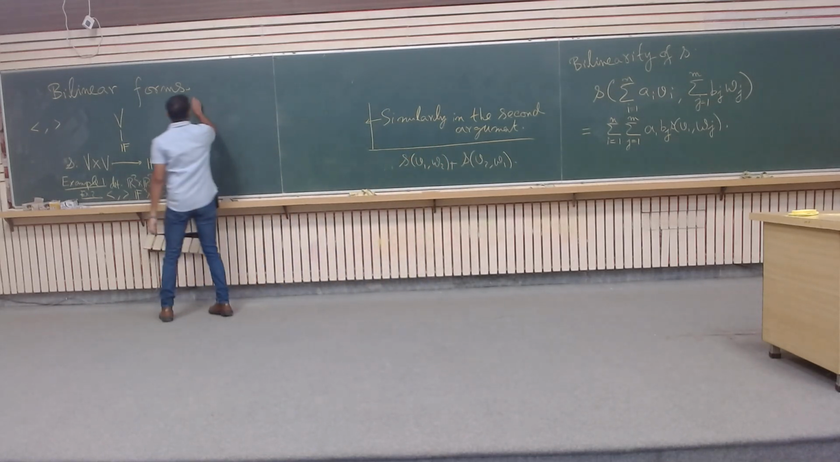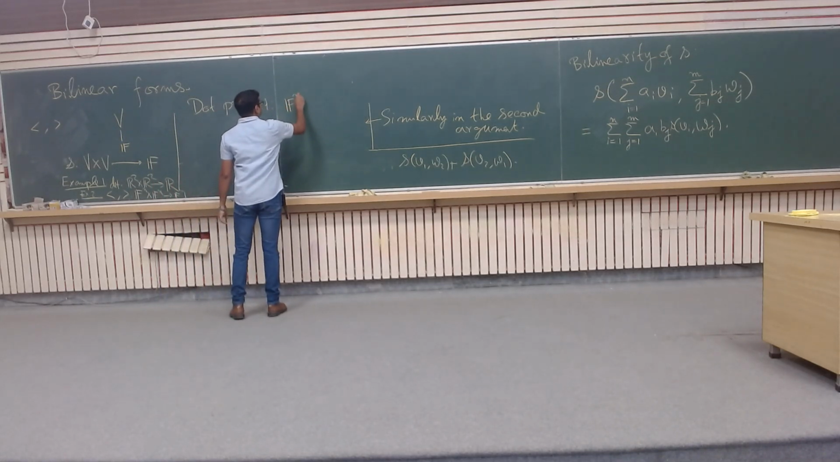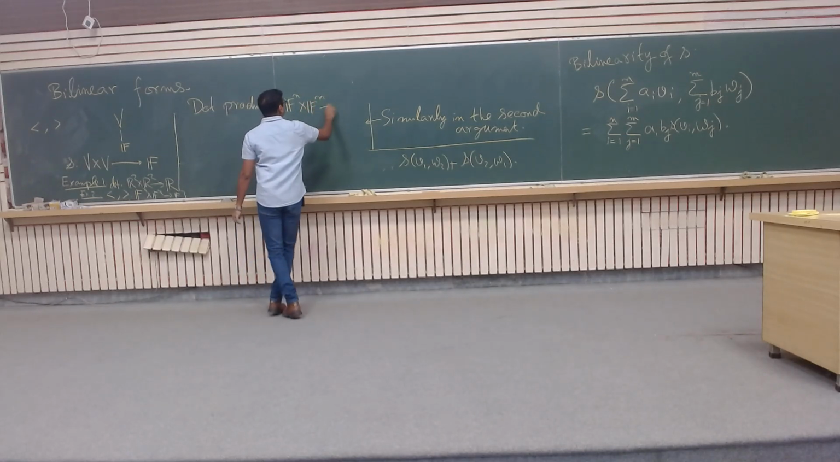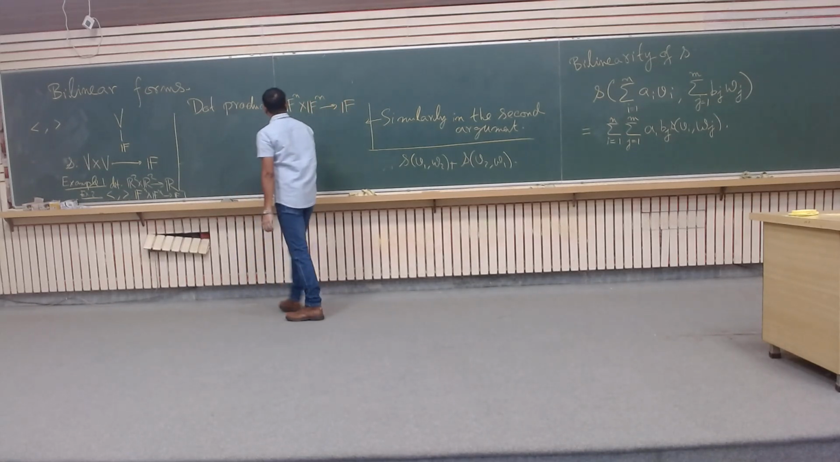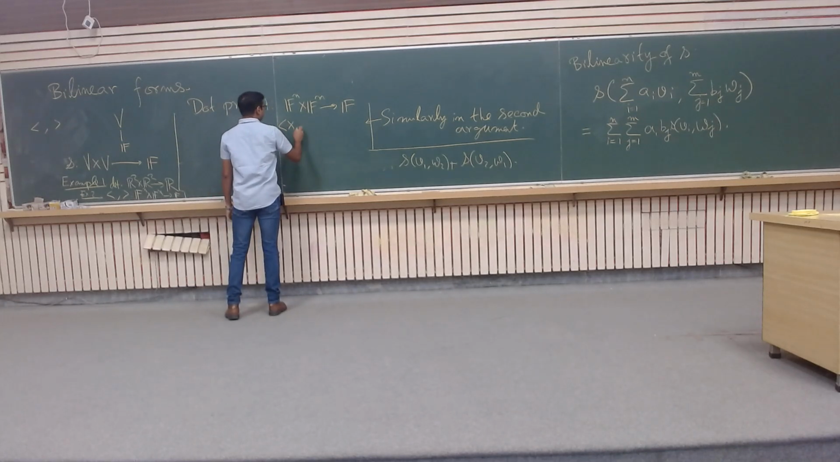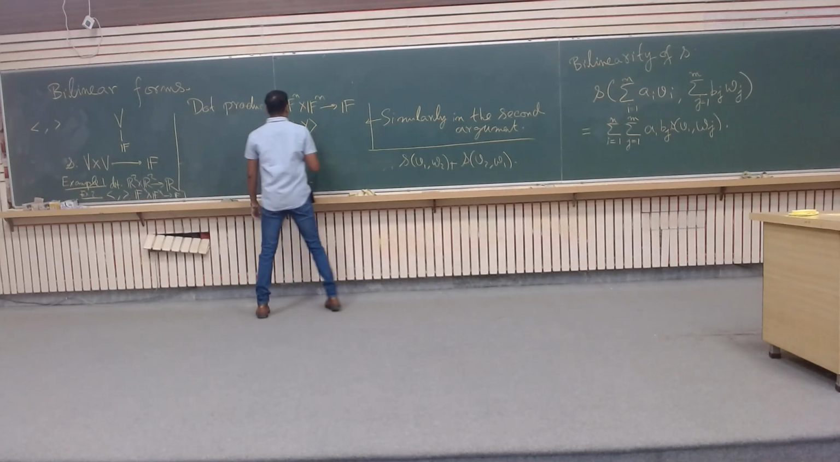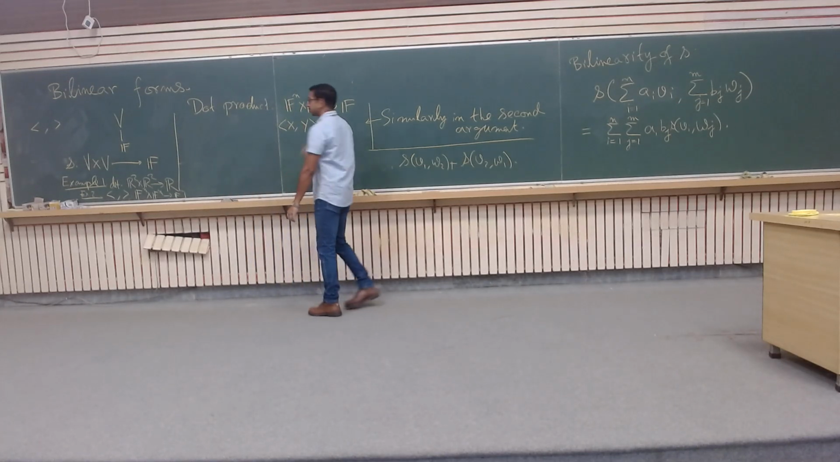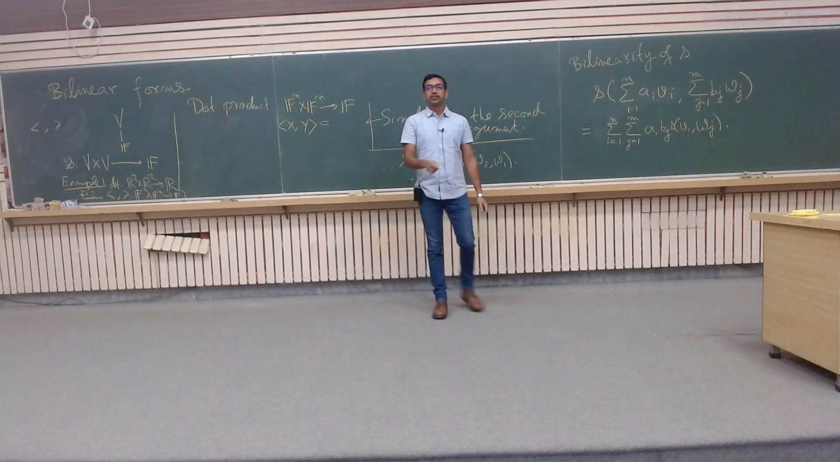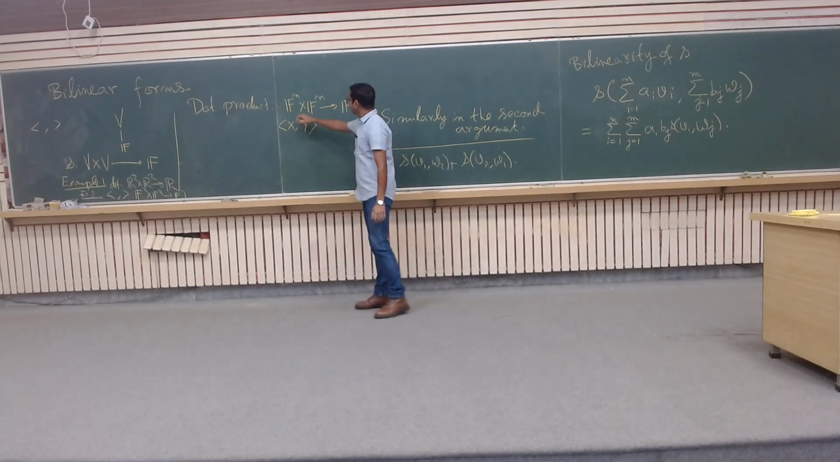So let's recall the dot product from Fn cross Fn to F. Suppose you have 2 vectors, say x, some column vector in Fn. How do you define this? Yes, but this is x transpose y.